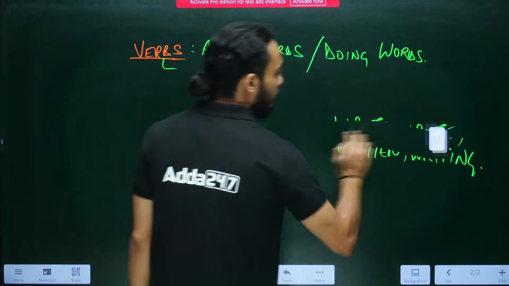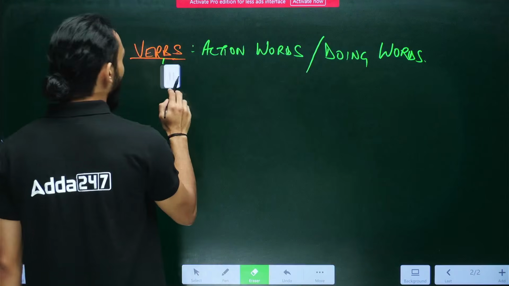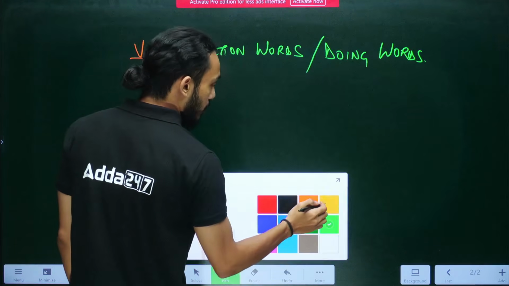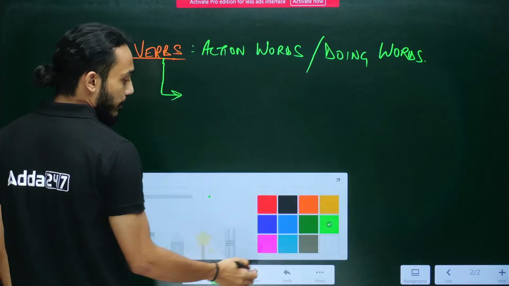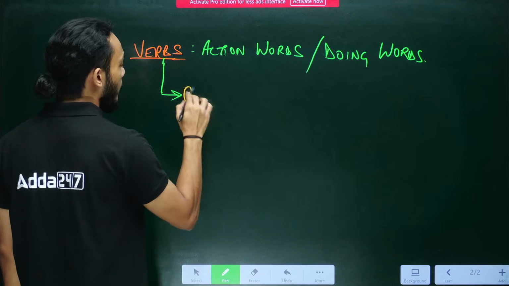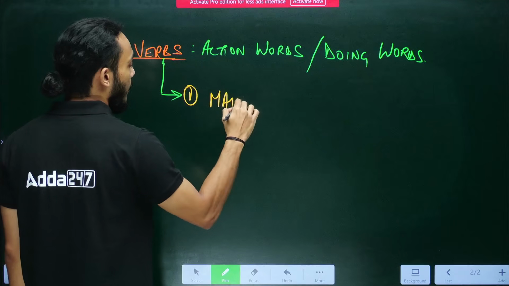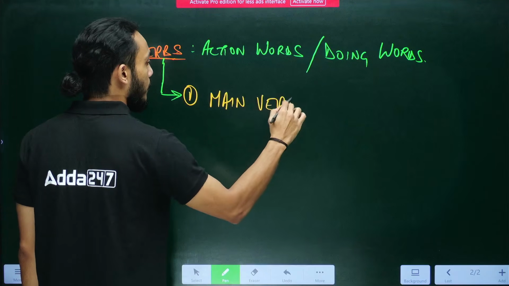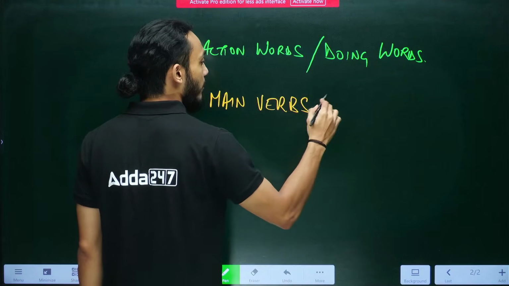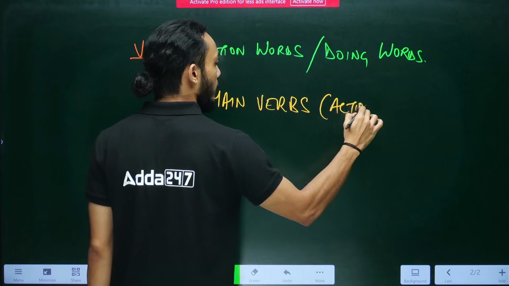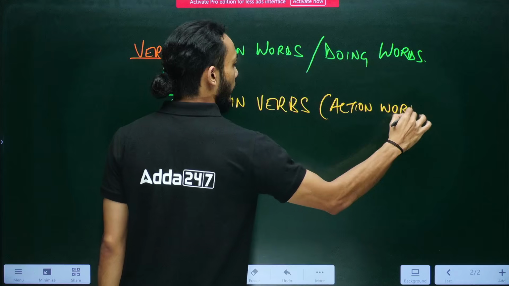Now, to understand this, we can classify them this way, that there are certain words that perform the main action that a verb has to perform, and that is to talk about action, right? So we have main verbs. These are action words. All right.